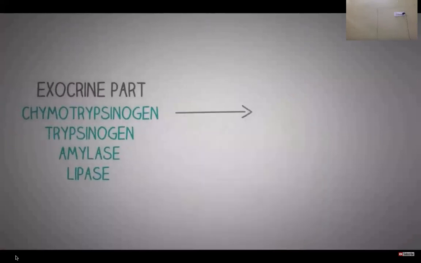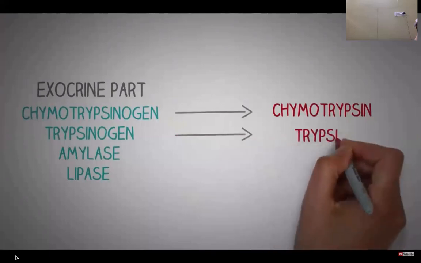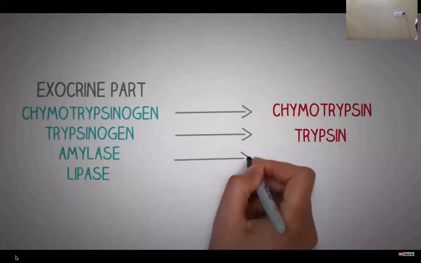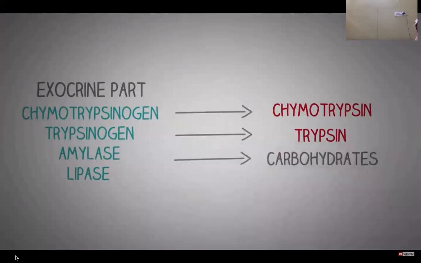Chymotrypsinogen is converted into chymotrypsin, and trypsinogen is converted into trypsin, which are the active forms of these enzymes. And these enzymes digest proteins. Amylase digests carbohydrates, whereas lipase digests fats.